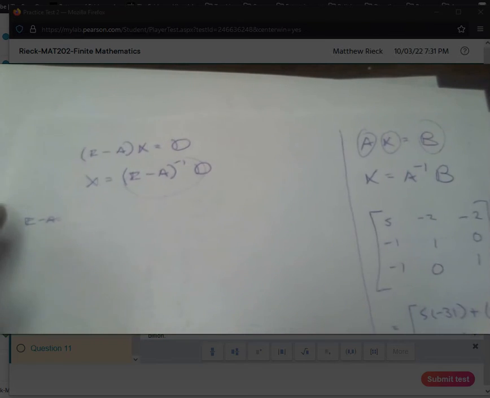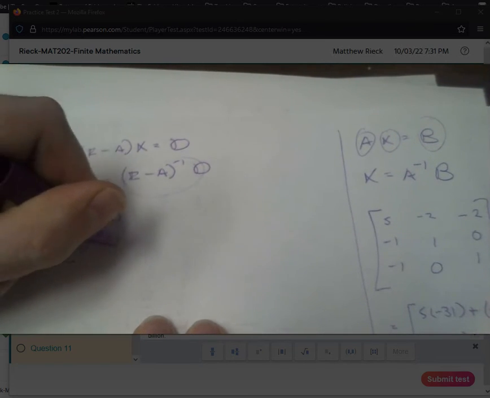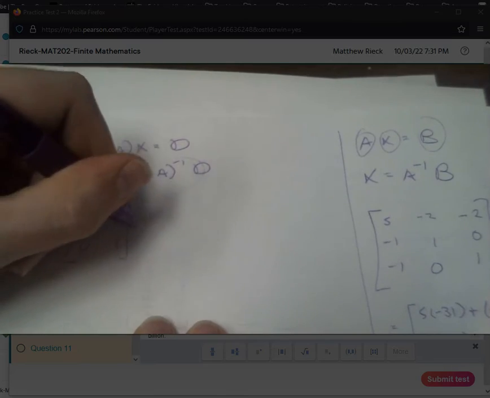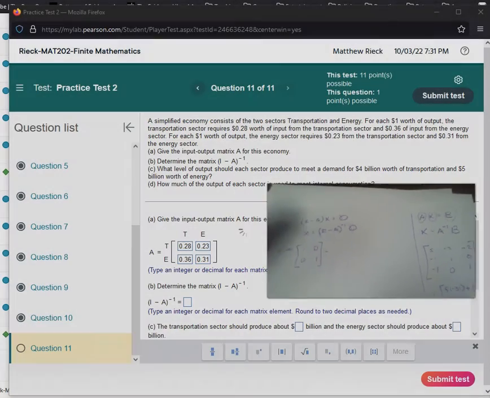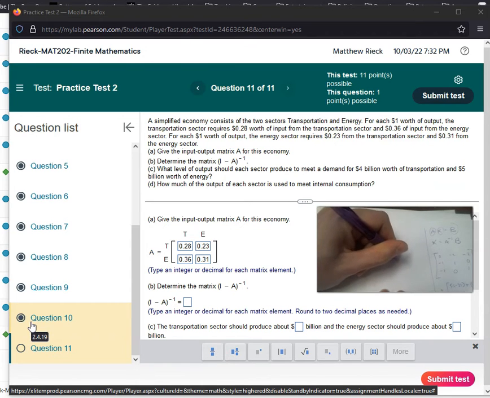Again, I is my identity matrix. So that's going to be the matrix consisting of ones along my diagonal, zeros everywhere else, minus my matrix A, which is 0.28, 0.23, 0.36, and 0.31.